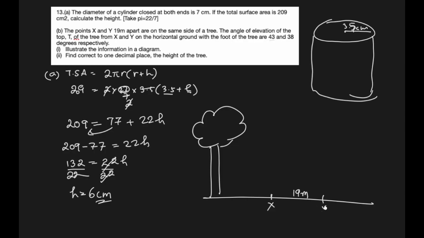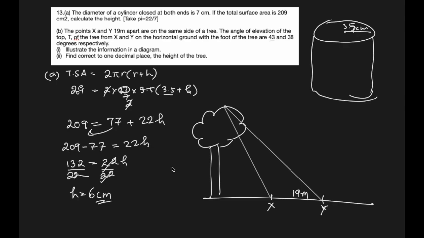That means this is X, this is Y, and top of the tree here, this angle, let me use a proper line for this. Corrected. Okay, so the angle here is 43 degrees, angle here is 38 degrees. Only illustrate the information on a diagram. So we've done that. Part 2. In place of tree, if you want, you can draw a straight vertical line. That is also fine. Find correct to one decimal place the height of the tree. So let's complete it like this, and this is height h, and we have to find this height.